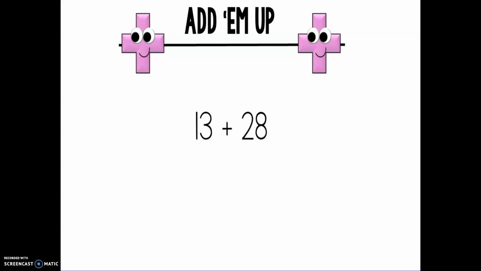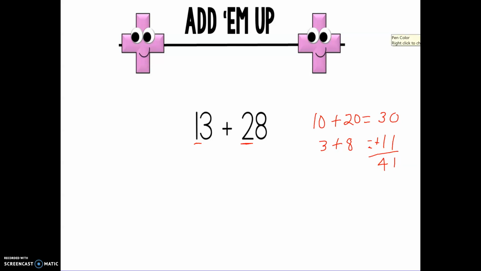When I see this problem, 13 plus 28, I think I could take my tens and add those together. Now that is not 1 plus 2. That's going to be 10 plus 20, which equals 30. Then I can take my ones, 3 plus 8, add those together, and I get 11. Add 30 plus 11, and I get 41.